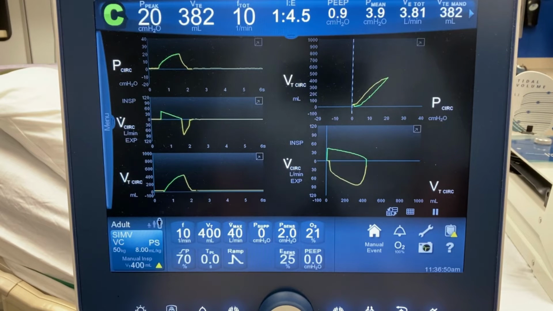I'm a respiratory therapist, and today we're going to go over the basics of ventilator waveforms. Some people would argue, I don't really have time to look at waveforms, but I would argue that actually waveforms will save you time if you know how to look at them.